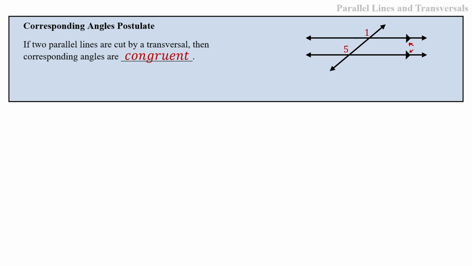And if those are congruent, we can signify that with those two little arcs, and we can say that angle 1 is going to be congruent to angle 5. Now remember that there are other pairs of corresponding angles. For example, this top right will equal this top right, the bottom left here will equal the bottom left, and the bottom right equals the bottom right.